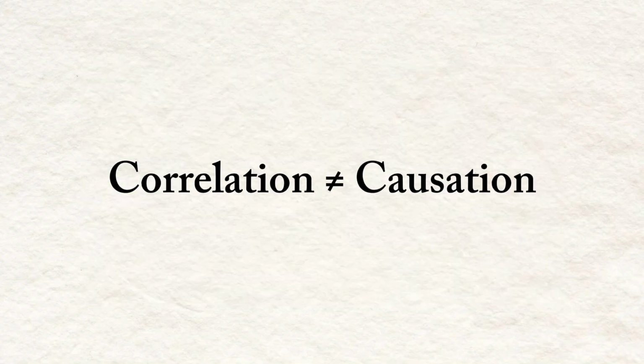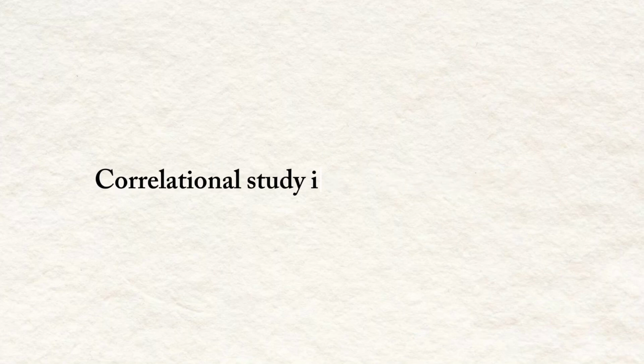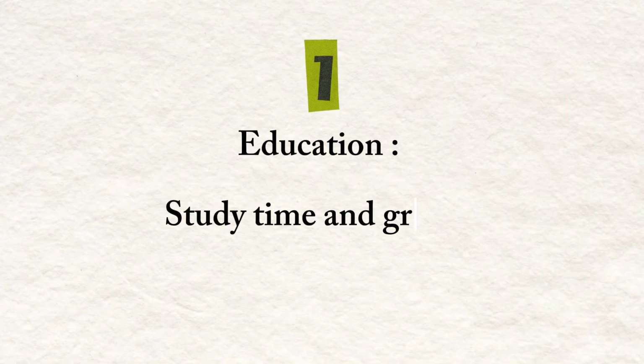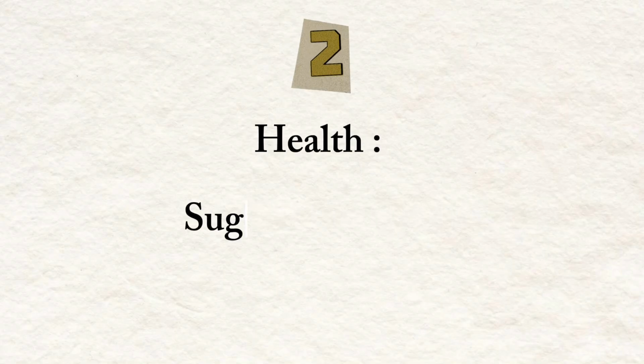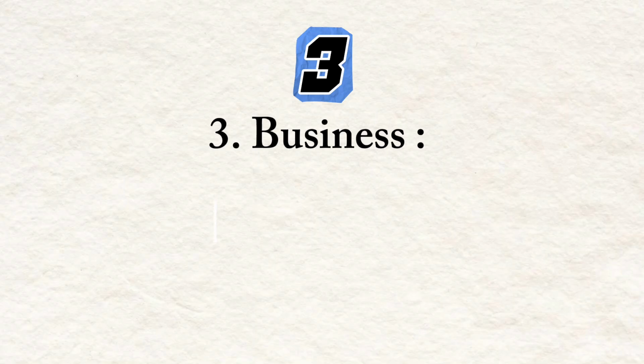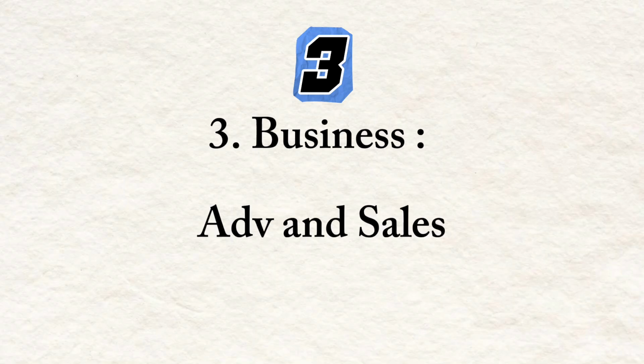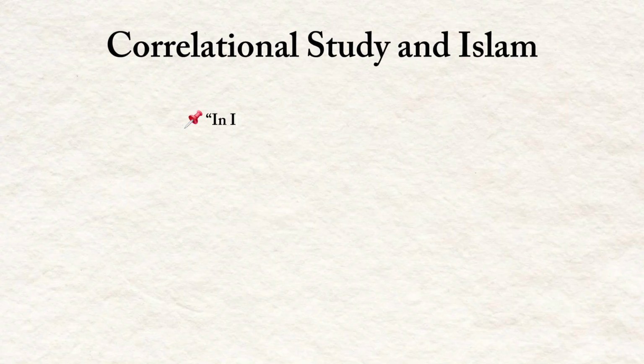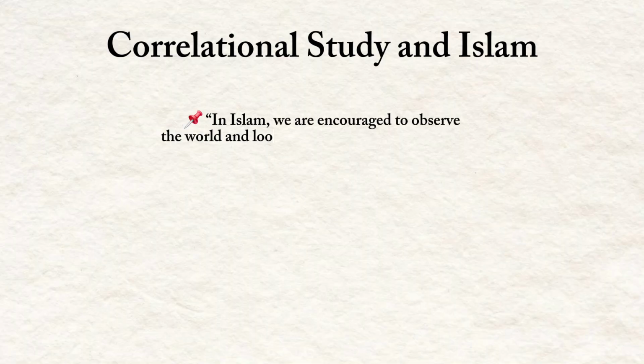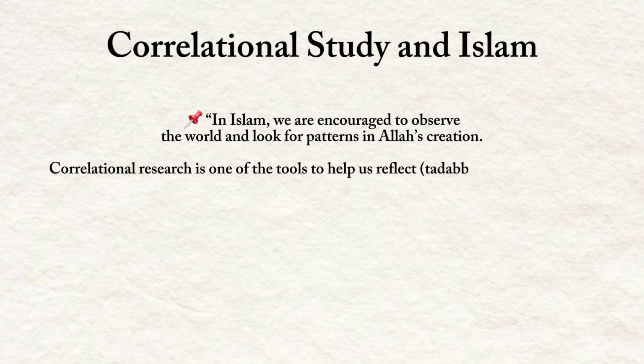Just because two things are related doesn't mean one causes the other. Correlation study is used in many areas. First, education, to know the relationship between study time and student grades. Second, in health, to know the relationship between sugar and energy. And third, in business, to know the relationship between advertisement and sales. But remember, correlation is different from causation. Just because they are related doesn't mean one causes the other.